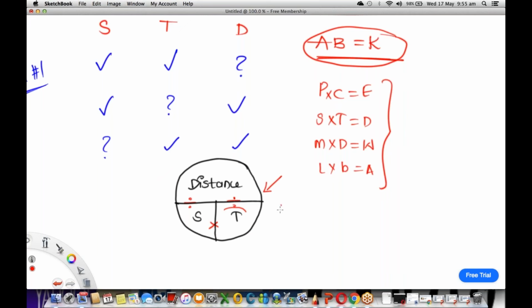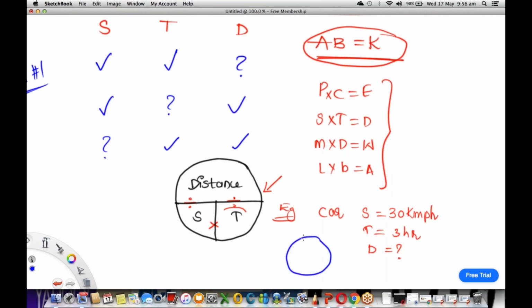Suppose I have information like this, for example: a car is moving with a speed of 30 kilometers per hour, and it has made a journey for 3 hours. Then what is the distance traveled by the car?